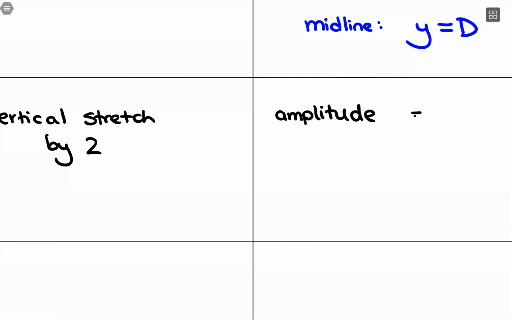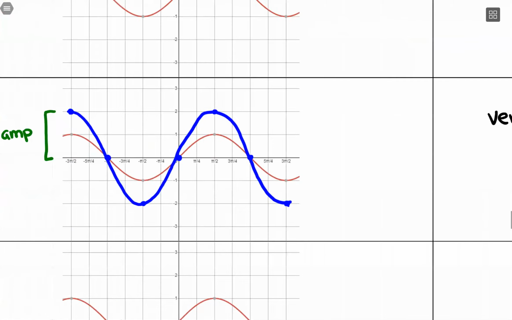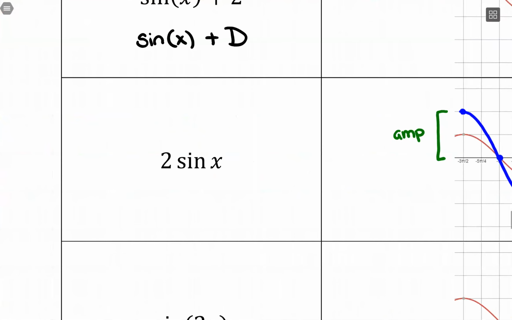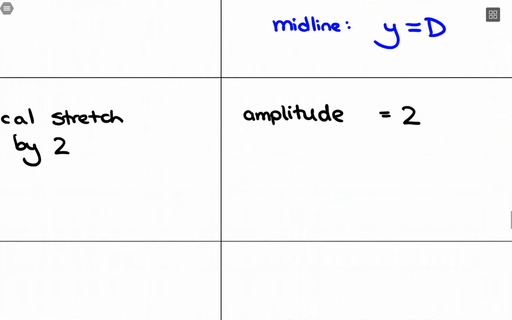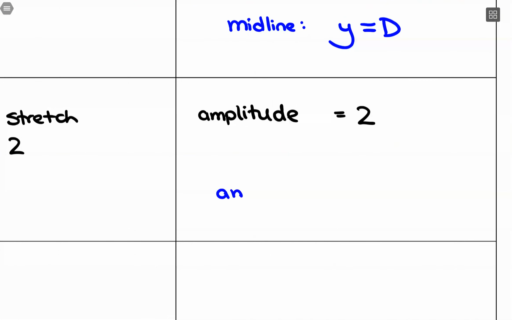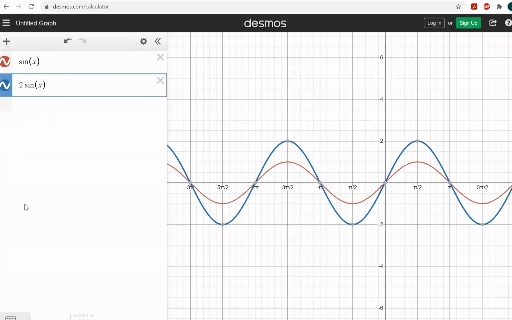Amplitude is now 2. So in general, if we have something multiplying out front, which we're going to call a, so a times our trig function, whatever that value a is, that's going to be our amplitude. So amplitude equals a. Now real quick, let's look at what happens if I make that a negative value.